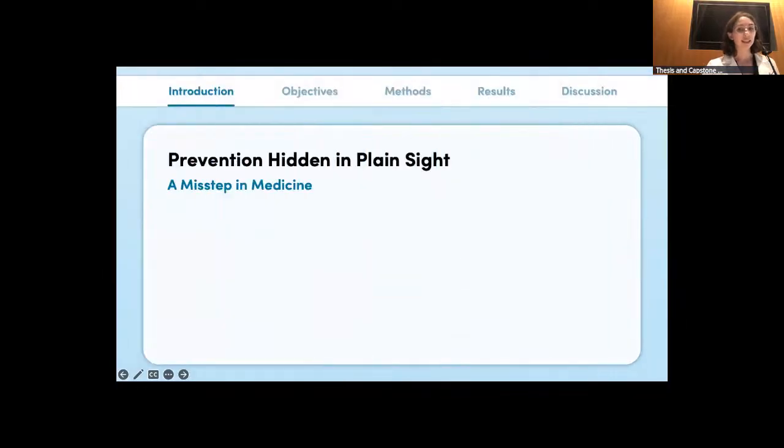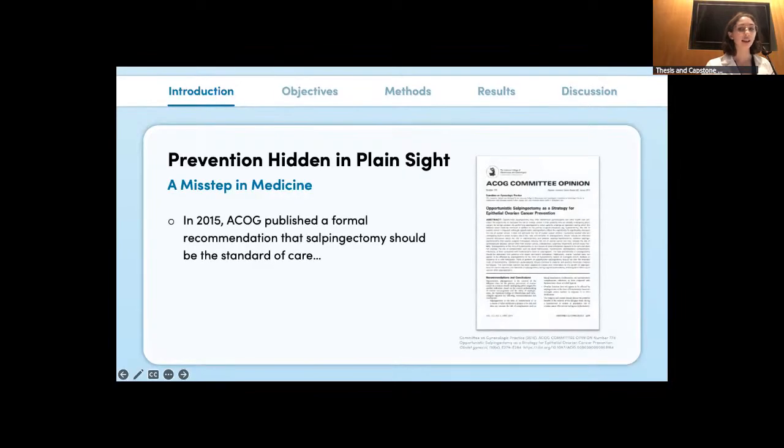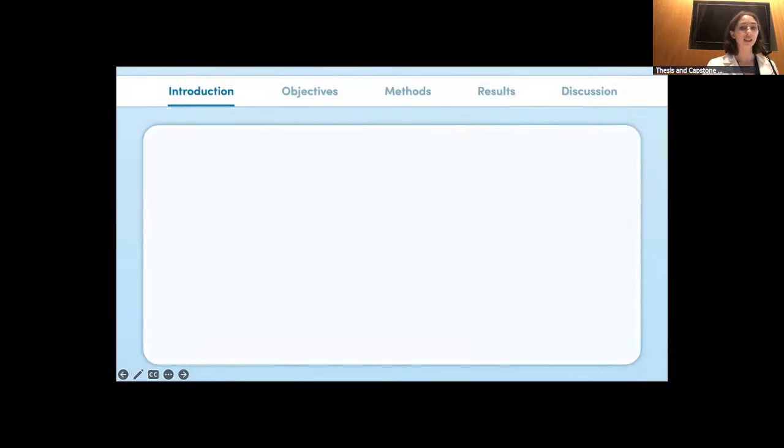As groundbreaking as this sounds, this isn't new information in the field of OBGYN. Providers have known this for nearly a decade. In 2015, ACOG, the American College of Obstetricians and Gynecologists, published a formal recommendation that salpingectomy should be the new standard of care for permanent contraception because of its ovarian cancer risk reduction. But nearly 10 years later, this information still hasn't reached patients. And there's a myriad of reasons for this.